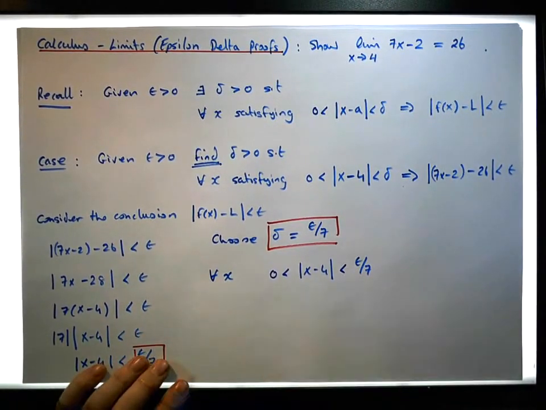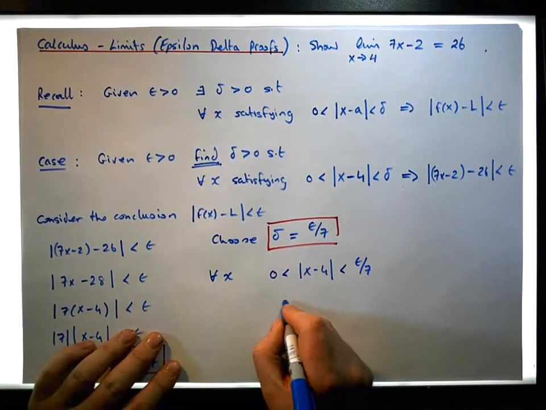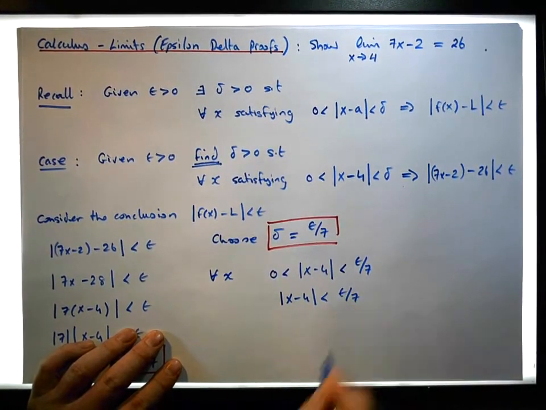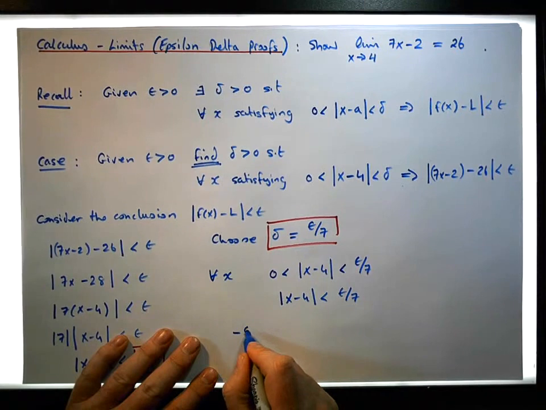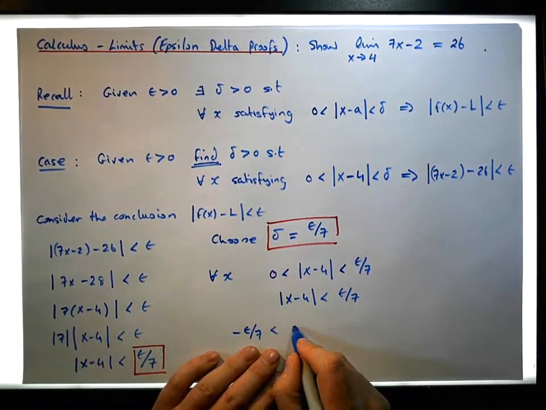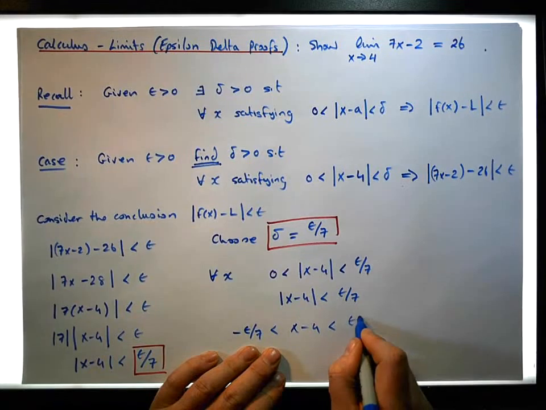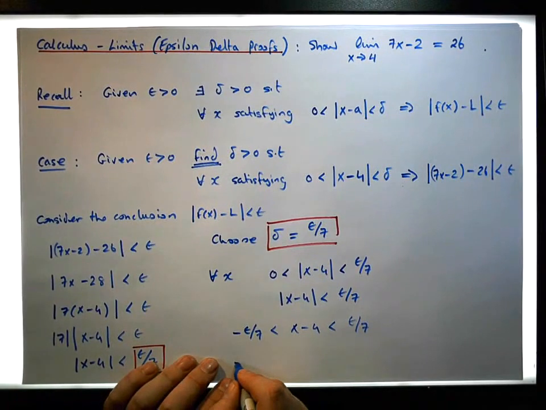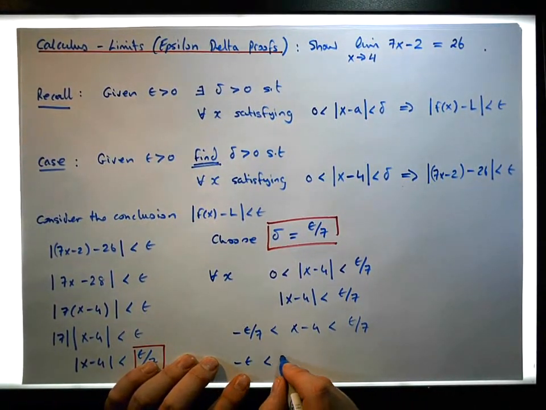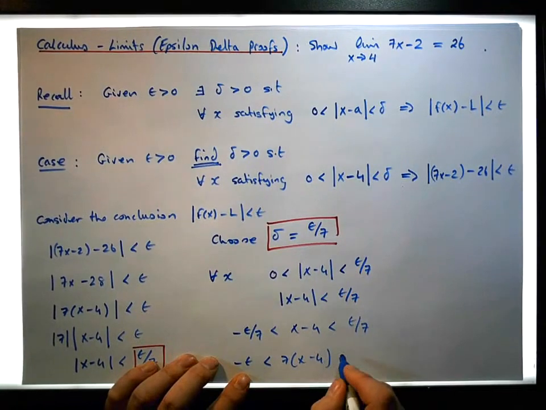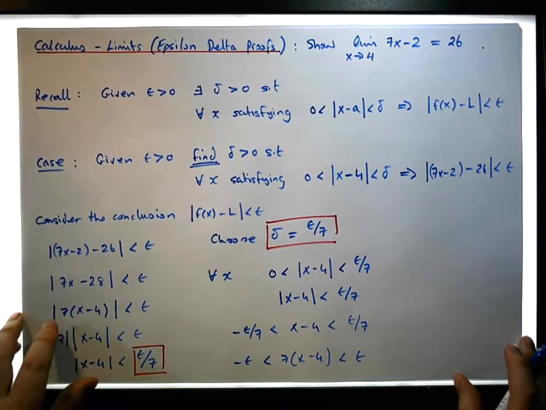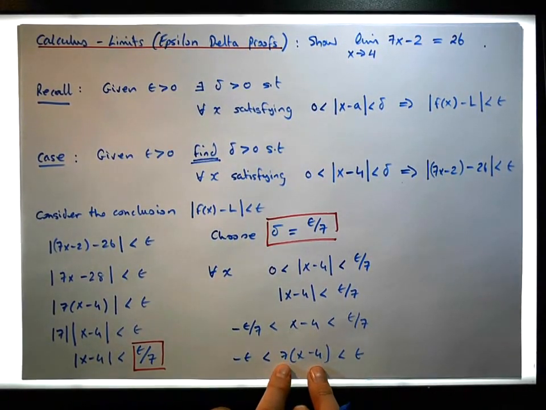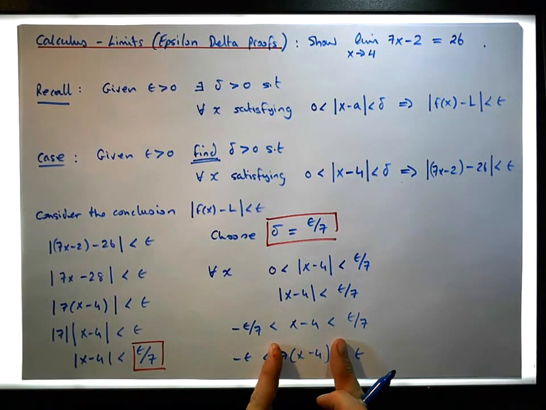Well, what does this tell us? This is the same as just saying that the absolute value of x minus 4 is less than epsilon over 7. Let's expand this out: minus epsilon over 7 must be less than x minus 4, which is less than epsilon over 7. Multiplying across by a positive 7 gives us minus epsilon is less than 7 times x minus 4, which must be less than epsilon. We've bounded this, so the absolute value of 7 times x minus 4 is less than epsilon.